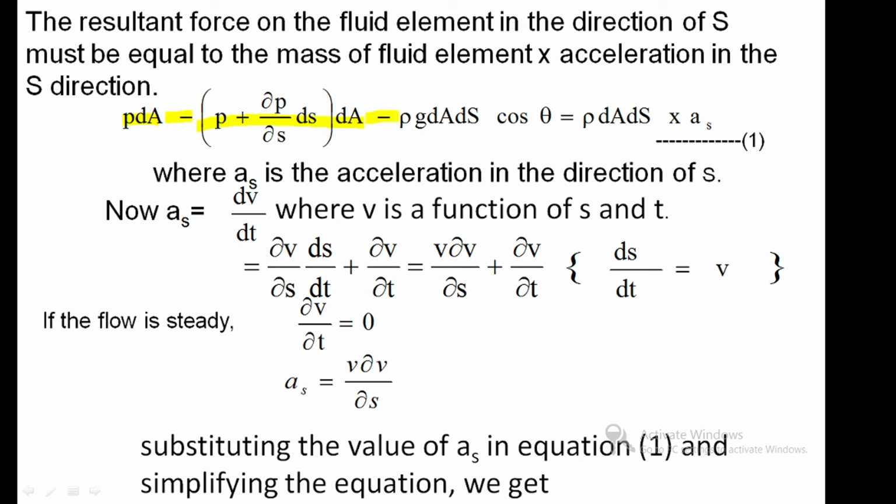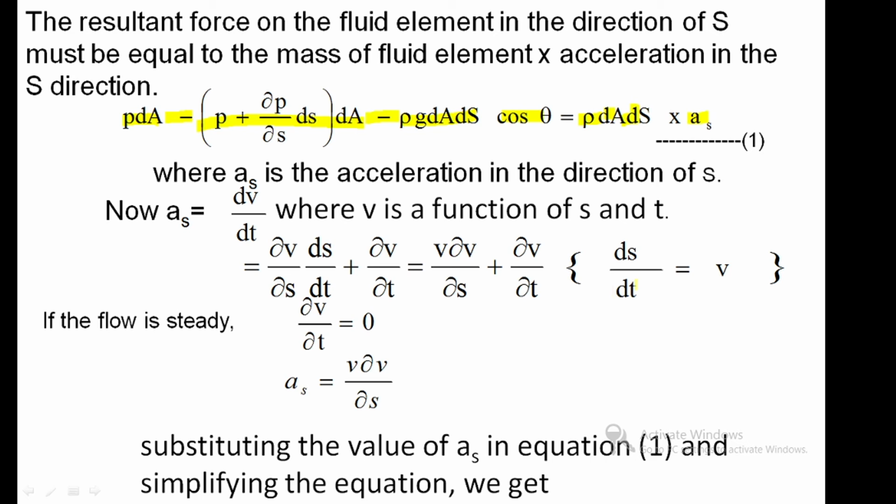So minus rho g dA ds cos theta. Okay, this is a vertical component, so cos theta. And then you go for mass: rho into dA ds, density equal to mass by volume. Here mass equal to density into volume. Okay, dA is area and ds is length, so this is a volume. So rho into volume is a mass, and a multiplication with a_s, the acceleration in the s direction, where a_s is the acceleration in the direction of s.